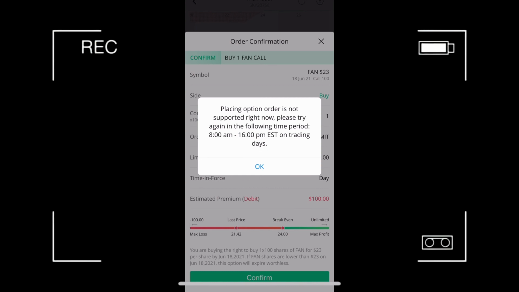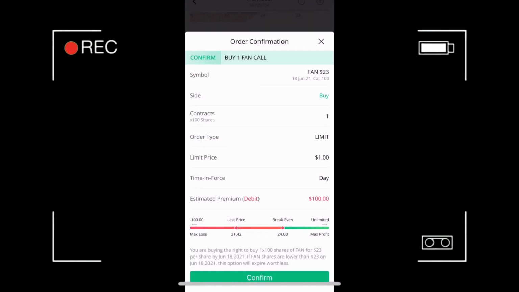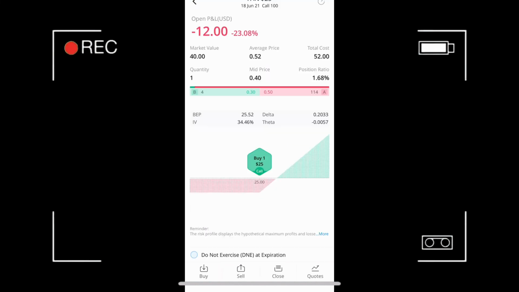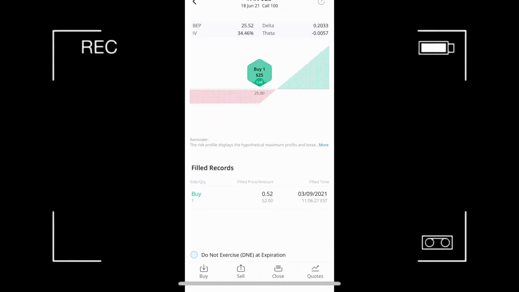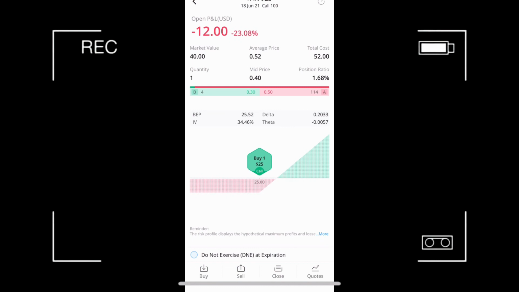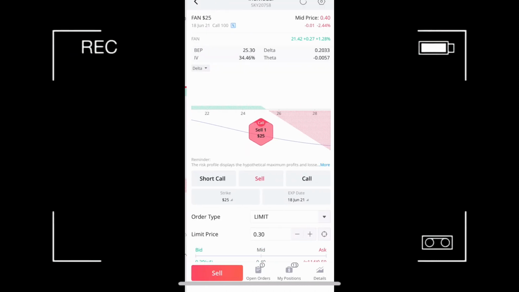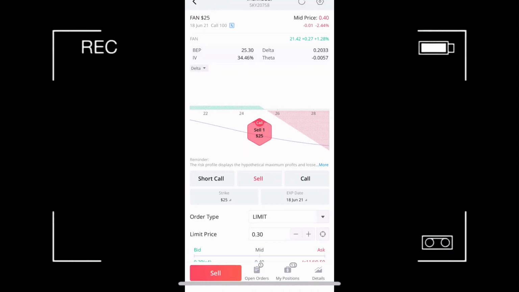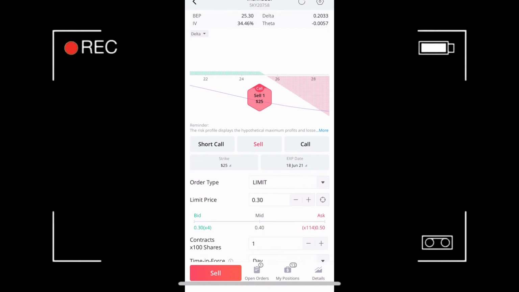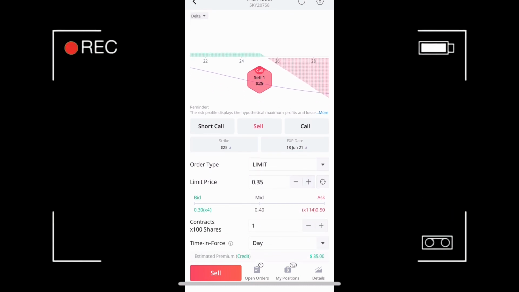Now, because options can only be submitted during specific trading times, I will have to resubmit this at a later date. However, because I already own a call option on FAN, I can go ahead and still simulate a call option sell. This follows a similar process as buying a call option, where you want to set your limit price and ensure that all of your parameters are correct.